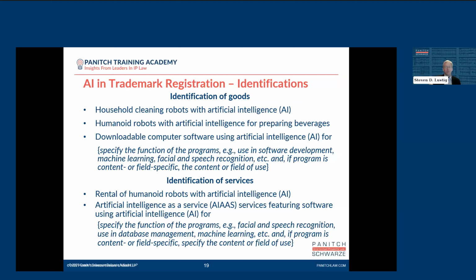And then downloadable computer software, as you'll see, computer software can be anything. So you have to specify what your computer software is to the satisfaction of the trademark office in order to get these IDs approved. Same thing with services: rental of humanoid robots, artificial intelligence as a service. You can have a trademark for any of these things. You just have to go through the proper process of using your trademark in connection with those things.